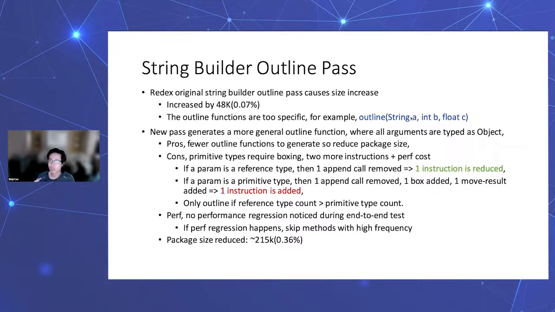So which means if we do have lots of patterns with all kinds of different types, then you will generate a lot of these outline functions. And therefore, for example, if each function is being used only once, it's not going to reduce the code size. Actually, you will increase the code size.